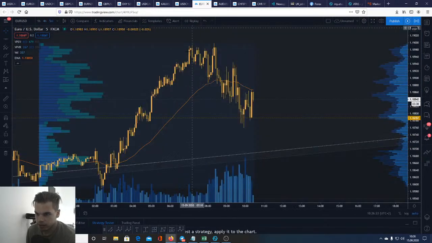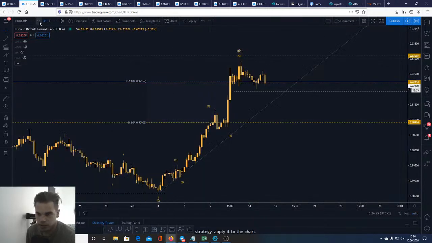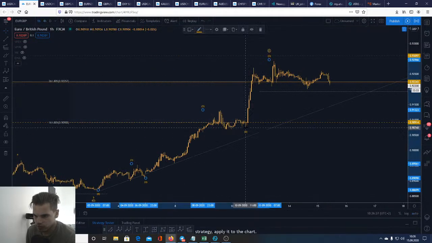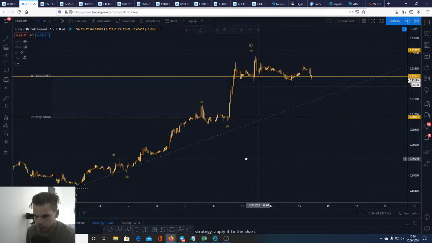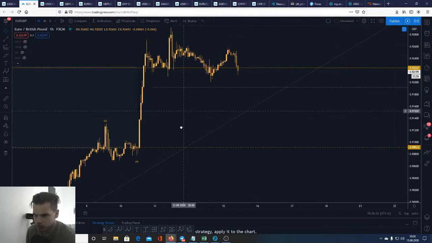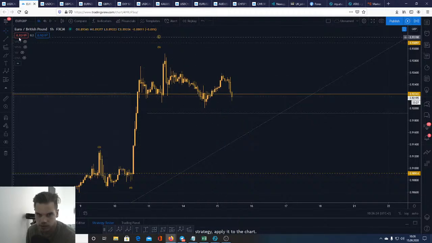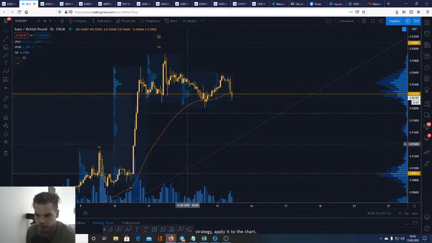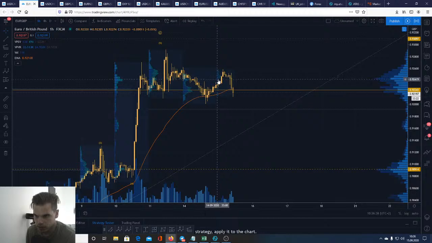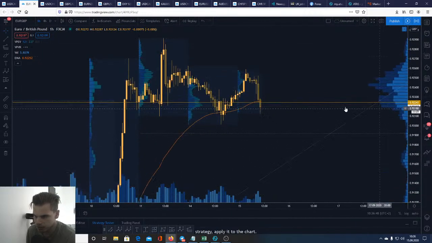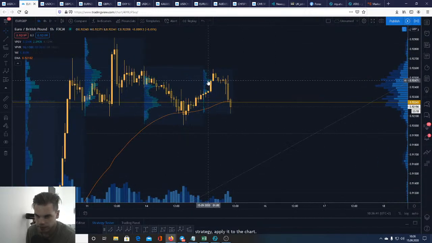I know this is gone again. Never mind. So Euro GBP, now looking at the 1 hour chart, it's too choppy, man. It's too choppy. Look at this. There's a lot of buys here, not pushing the price up. Look here.